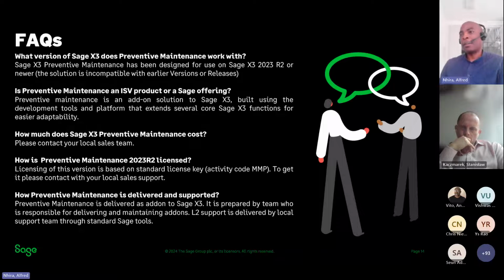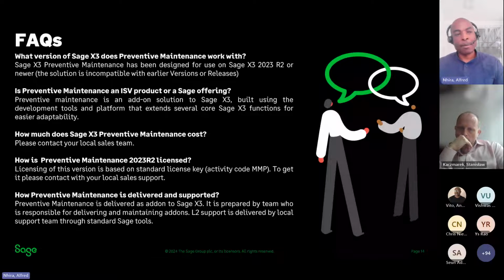It's not an ISV. How much does Sage X3 preventive maintenance cost? Again, contact your local sales team. And how is it licensed? It is part and parcel of the standard license key, which will activate the MMP activity code.